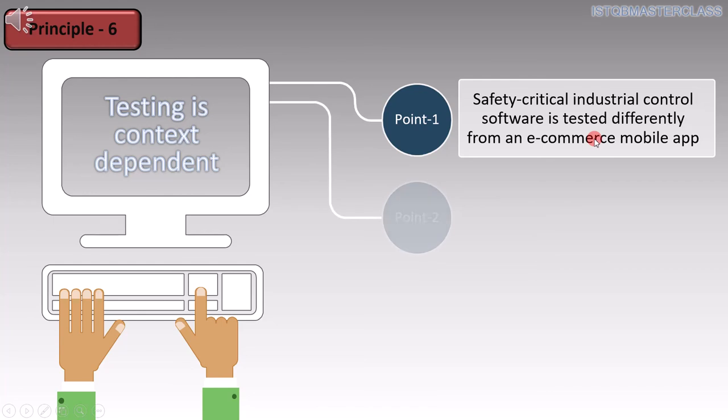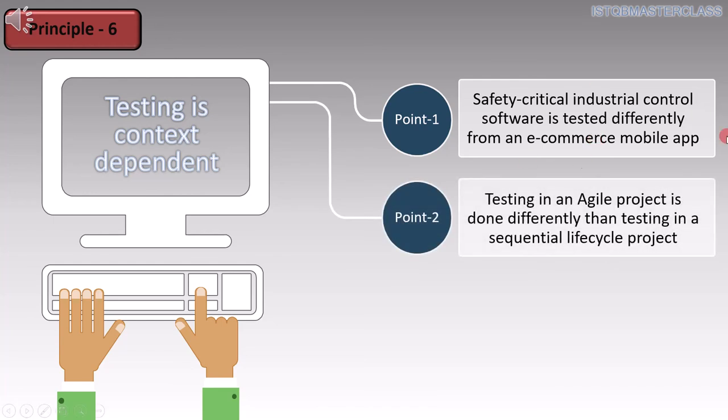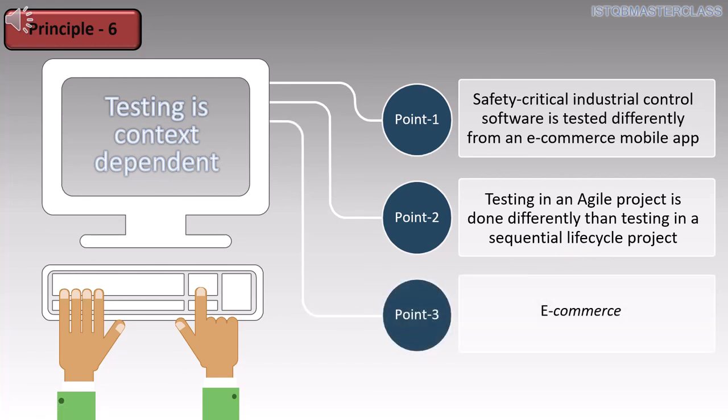Now, point 2. Testing in an agile project is done differently than testing in a sequential lifecycle project. Our methods of testing in an agile project are completely different from how we test in a sequential lifecycle project. The final point is all about e-commerce. This is connected to the first point. How we test e-commerce is completely different. This is why Principle 6 emphasizes that testing is context-dependent.